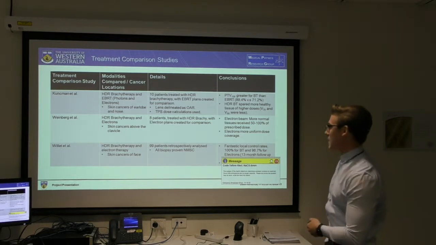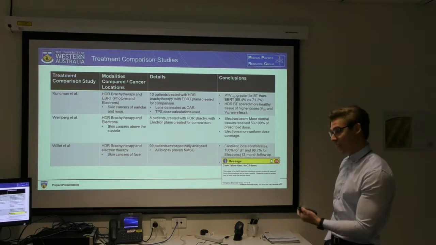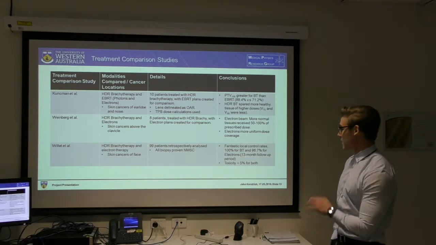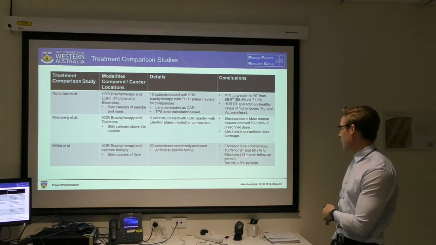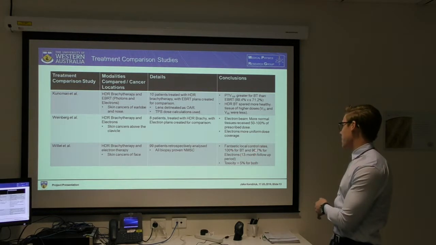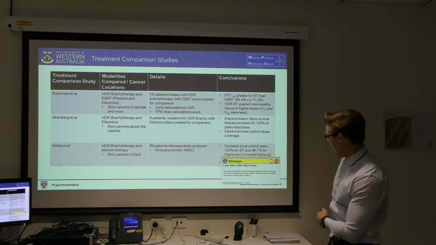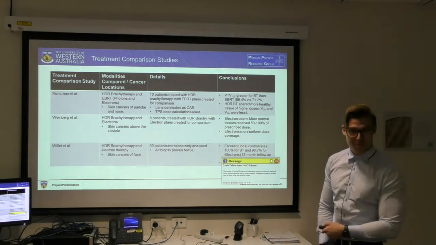And finally, Willett and his colleagues compared high dose rate brachytherapy and electron therapy for skin cancers of the face. 99 patients were retrospectively selected. They focused mainly on local control rates, and they found that brachytherapy had 100% local control, electrons 98.7%, after a 13-month follow-up period. And you can't see it, but the toxicity is less than 5% for both.